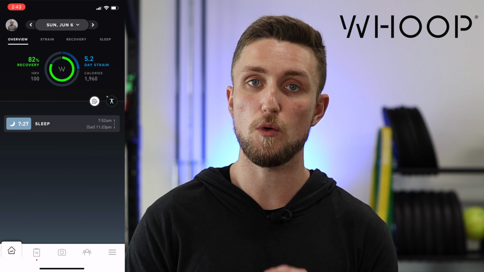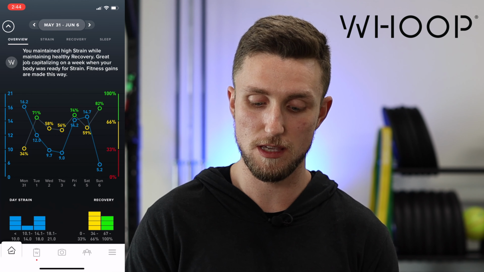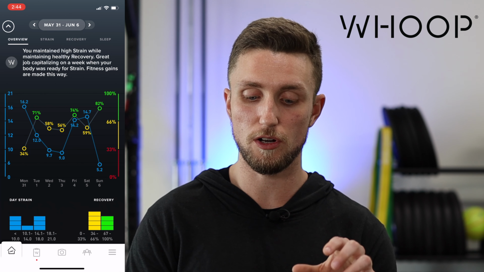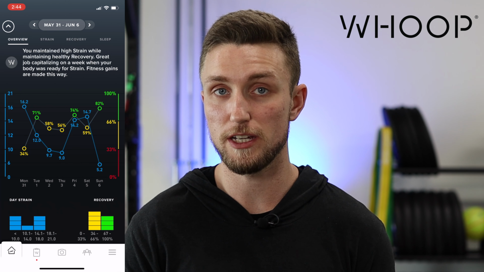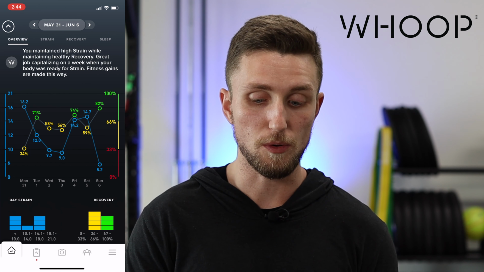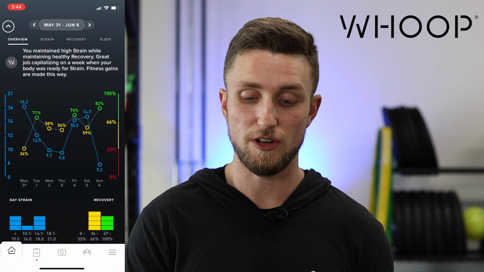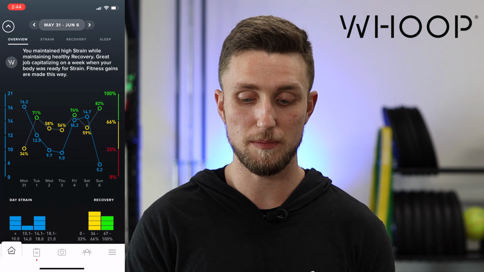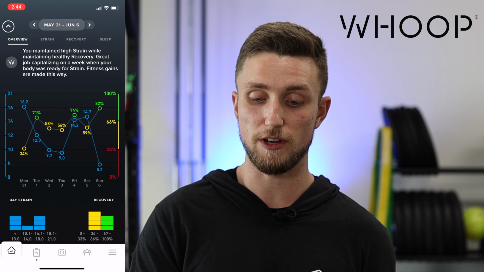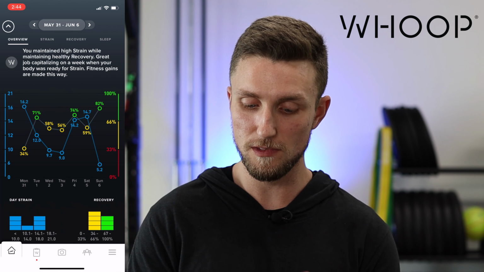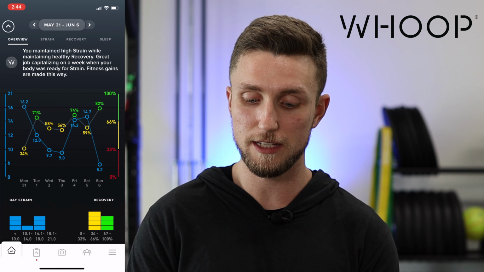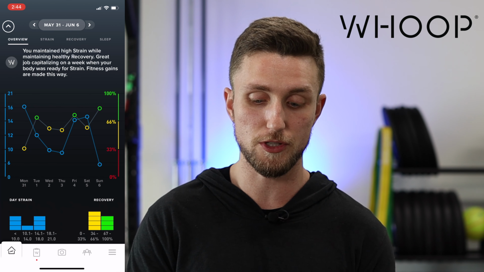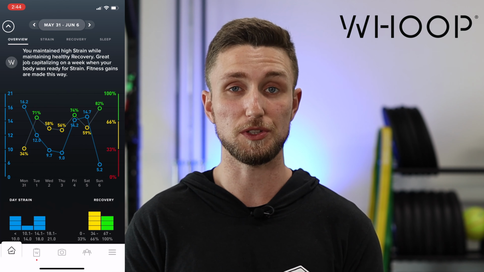But this is just the overview page. I really like to get more into what the specifics are for an entire week as I go back and look through what everything looks like. So as you swipe down, you can actually see an overview of your strain related to recovery across a 7-day period. The overview states that I've maintained a high strain while maintaining healthy recovery. Great job capitalizing on a week when your body was ready for strain. Fitness gains are made this way. So you can see on this bar graph, I like to show the numbers. You can tap on it and make the numbers go away, but I like to tap on it so I can see what those metrics look like.